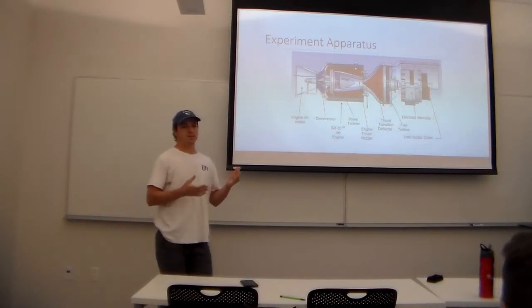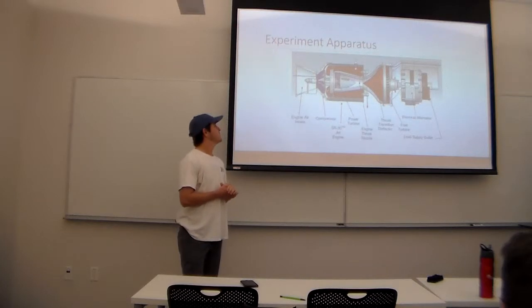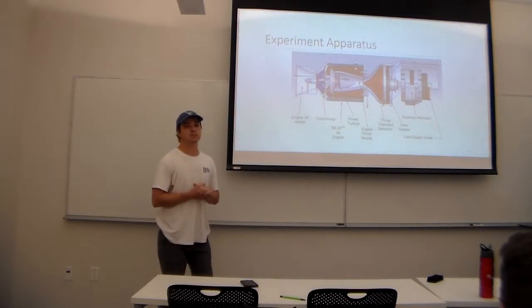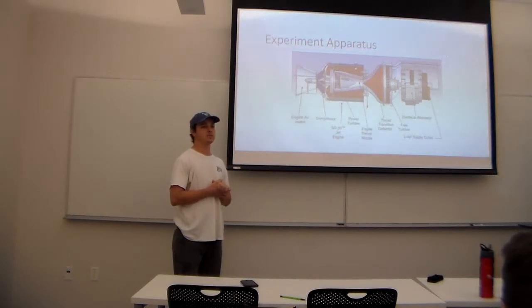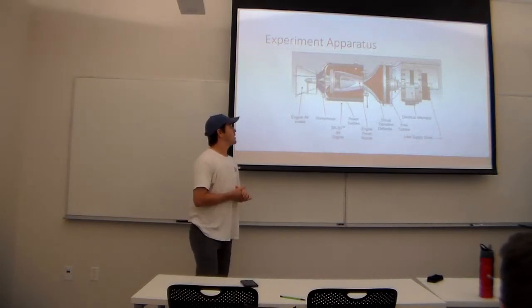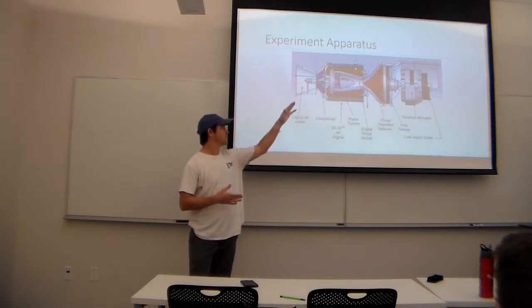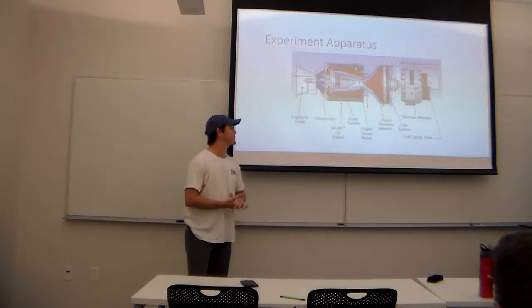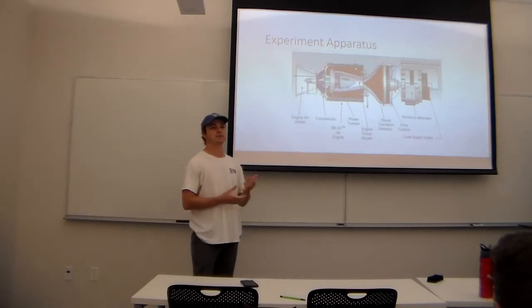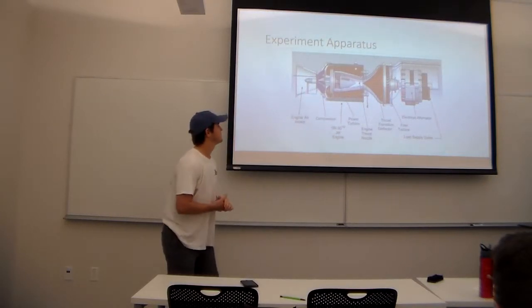So the experimental apparatus that we're talking about right now is a gas turbine jet engine. It consists of a compressor, a combustion chamber, a power turbine with a thrust transition deflector to a free turbine that powers an alternator generator.